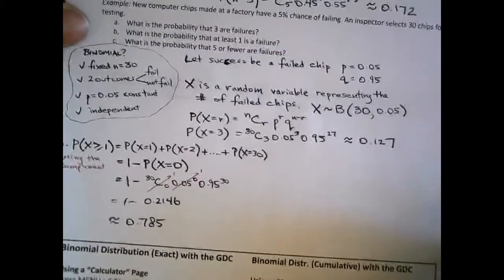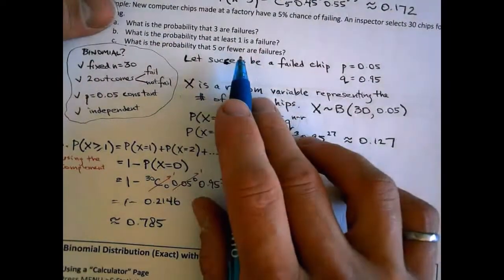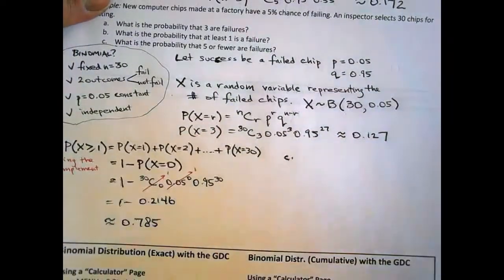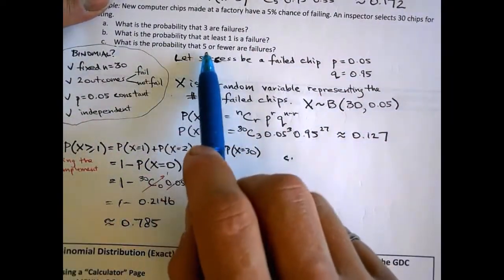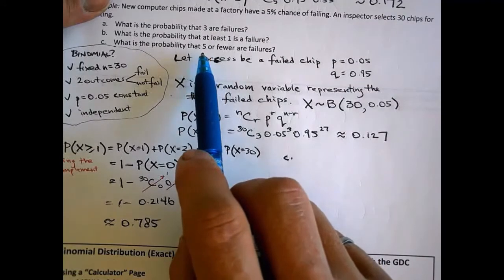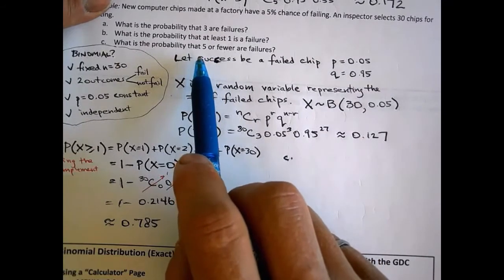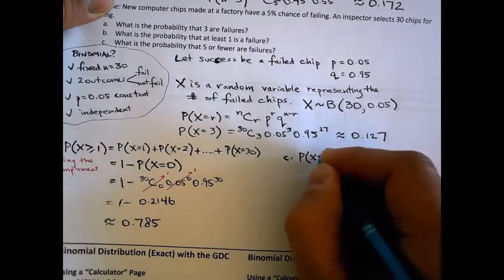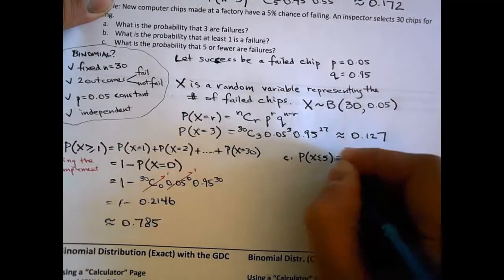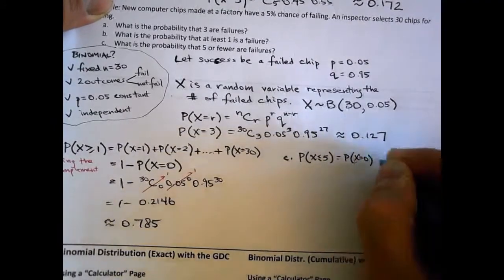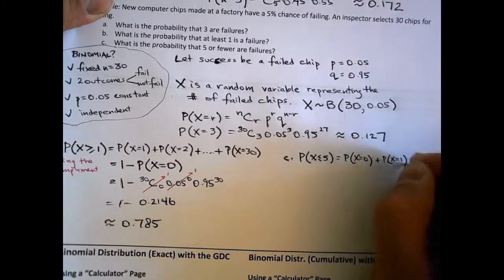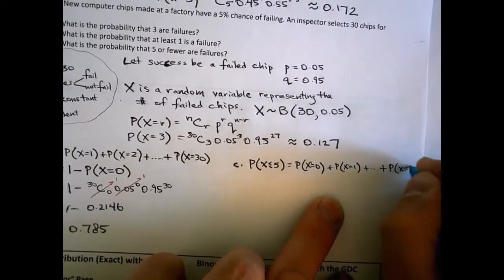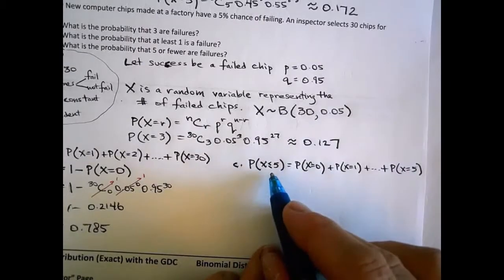Finally, what is the probability that 5 or fewer chips are failures? Again, one of the hardest parts here is thinking of the language, like what is it asking for? 5 or fewer. That means we want 5 failures, or 4 failures, or 3 failures, down to 0 failures. So essentially we're looking that x is less than or equal to 5, which would be the probability that x is equal to 0, plus the probability that x is equal to 1, plus and so on, all the way up to x is equal to 5. Remember, 5 is included in this range.